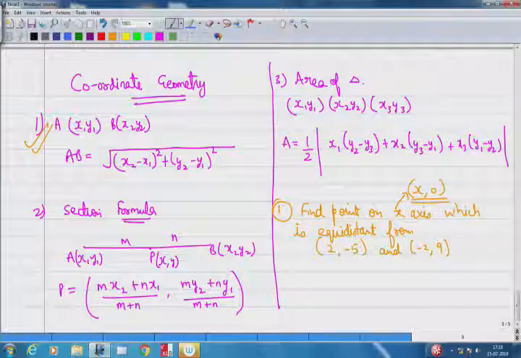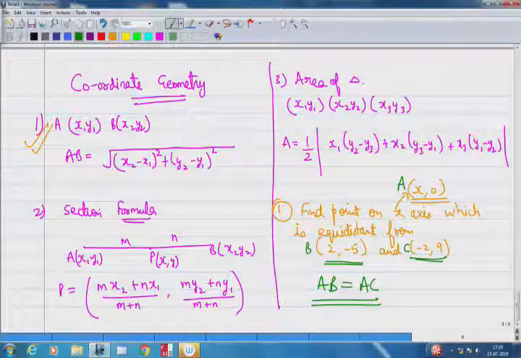The distance of this point from these 2 points is equal, like let's say if you are taking this one as A, this one as B, and this one as C, so you can say AB is equal to AC, that is given. Now find the distance between AB and distance between AC and equate both of them, then there will be an equation, and solve that, find the value for x.